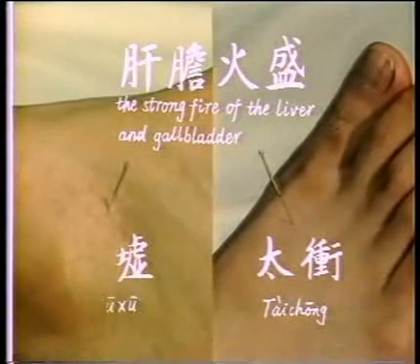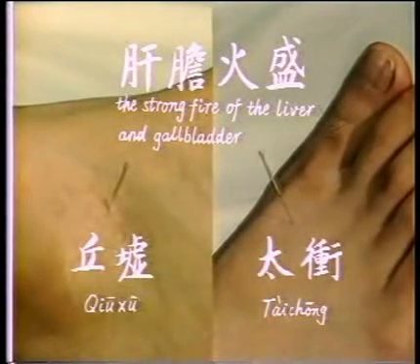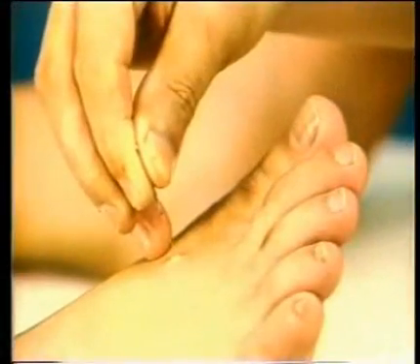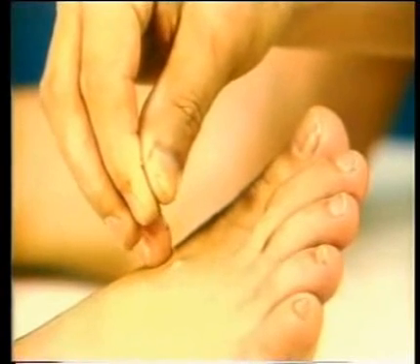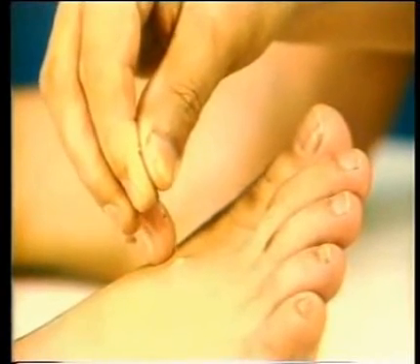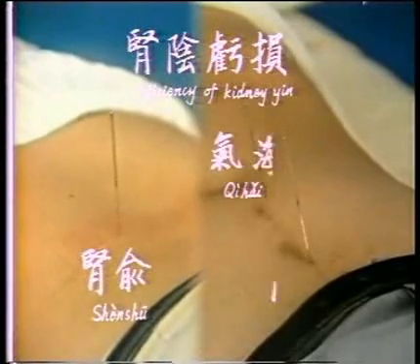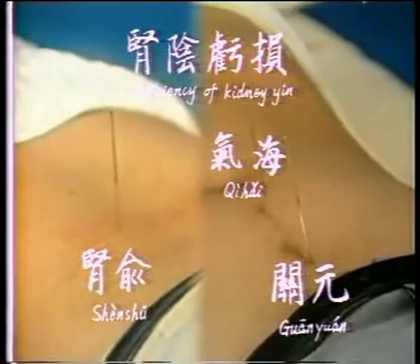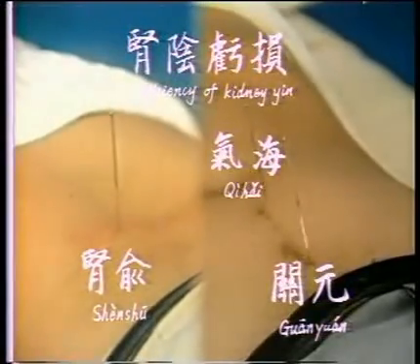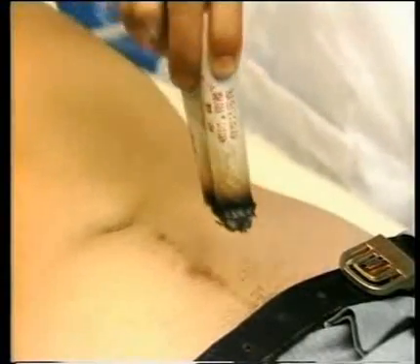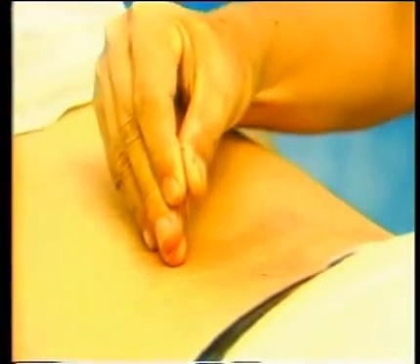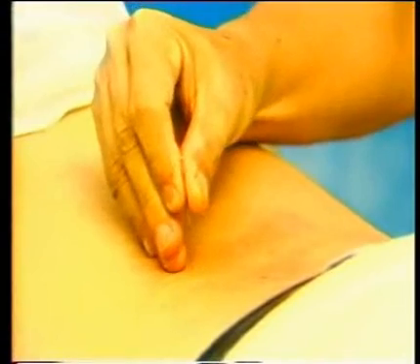Taichong, liver 3, and Qiuxu, gallbladder 40, are supplemented for treating liver fire and the gallbladder. The reducing technique is used to clear the fire in the liver and the gallbladder. Shenshu, bladder 23, Guanyuan, Ren 4, and Qihai, Ren 6, with moxibustion are commonly supplemented for kidney deficiencies, or with the reinforcing technique of acupuncture to nourish the kidney for restoring the hearing function.